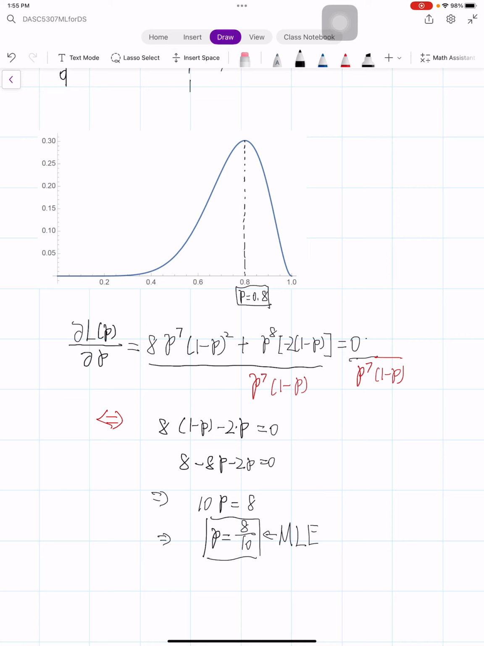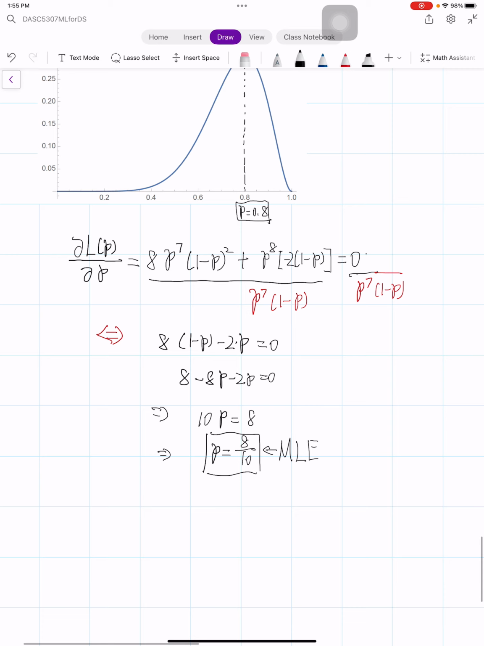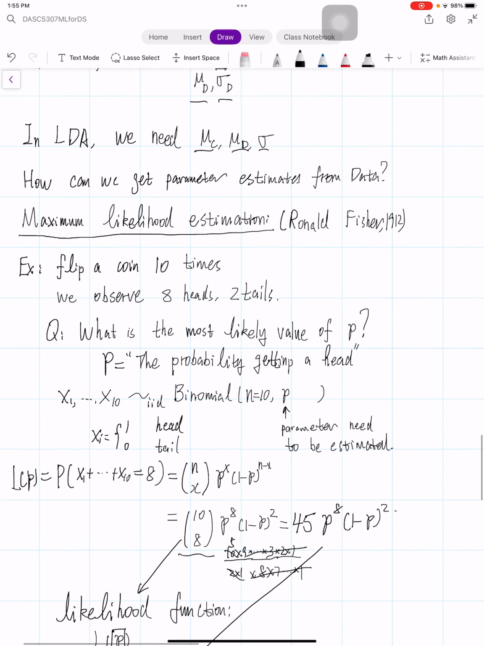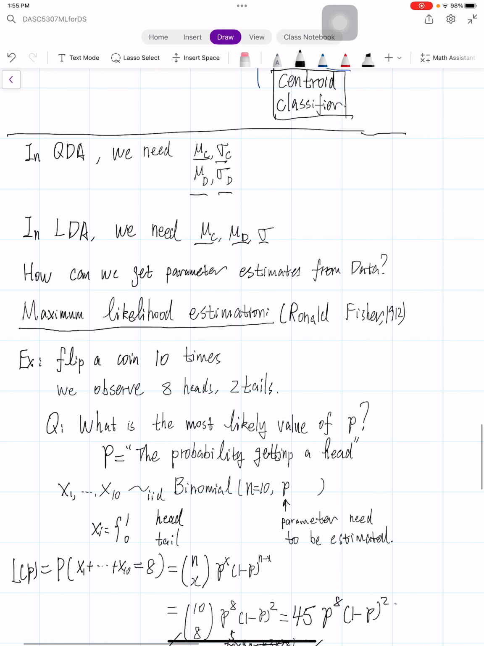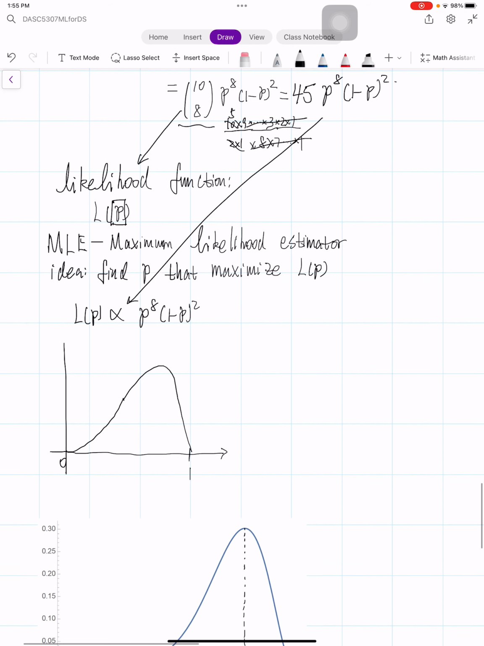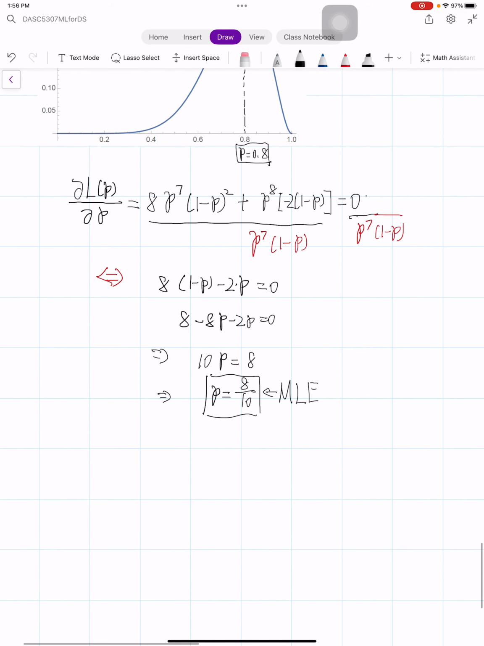But this makes sense, right? Because if we toss a coin 10 times, we observe 8 heads. So the most likely value for p is 8 over 10, a 0.8 chance. So that's the idea of the MLE, the maximum likelihood estimator.